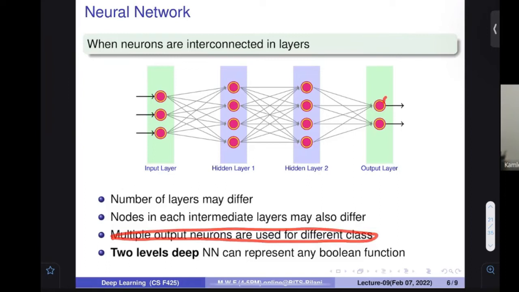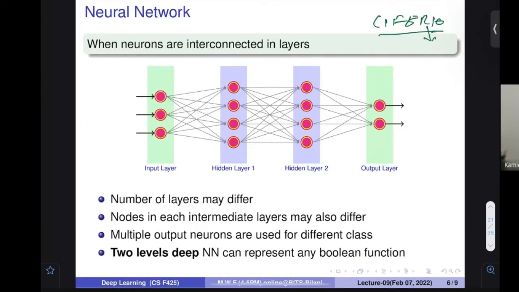Here, how many classes do we have? If we have five classes, then mostly we put five neurons in the output layer. For example, the CIFAR-10 database. You know that in the CIFAR-10 database there are 10 classes. So if you are designing a classifier for CIFAR-10, how many neurons are needed in the output layer? 10. Ten such neurons will be needed.